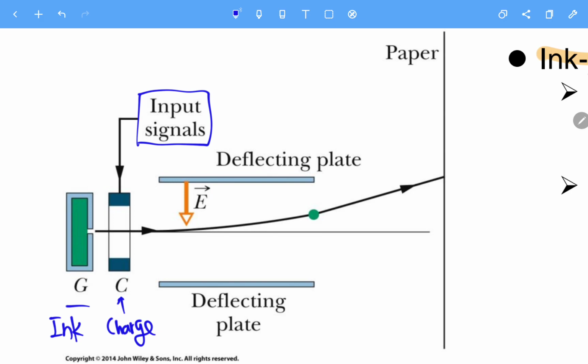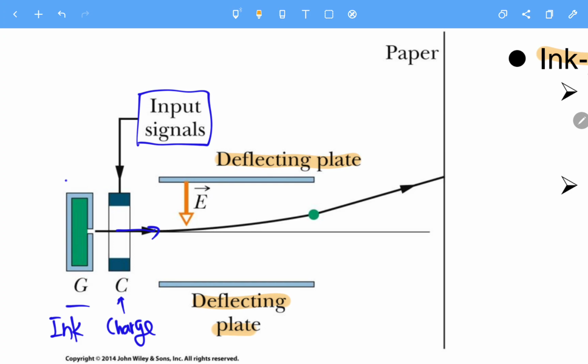Okay, we try to shoot some ink from the left side, so there's some ink originally going to the right side horizontally with a uniform speed, because after shooting out there is no force acting on it. So according to Newton's law of motion, if there is no force acting on it, it should have a uniform velocity of movement. Okay, so after that we add the deflecting plate, which tries to change the direction of the ink.